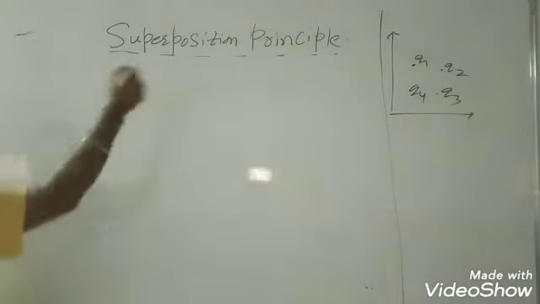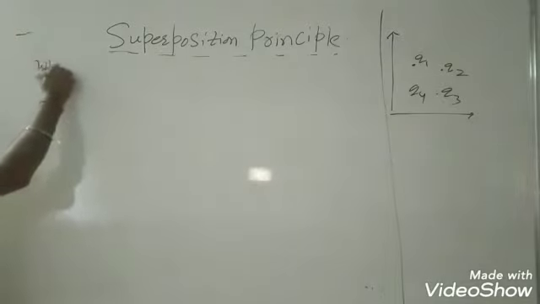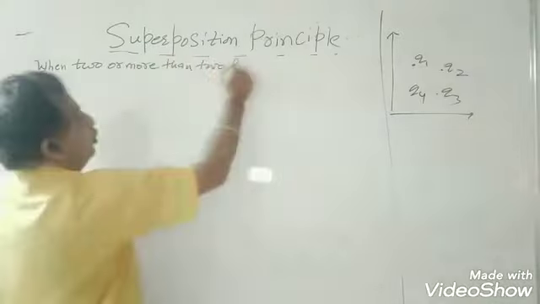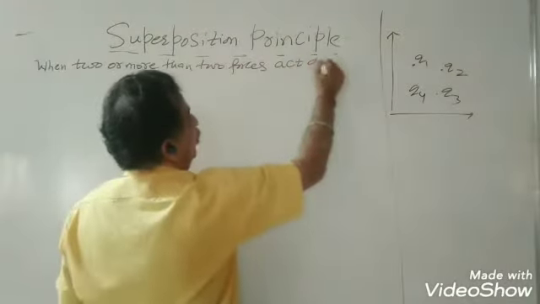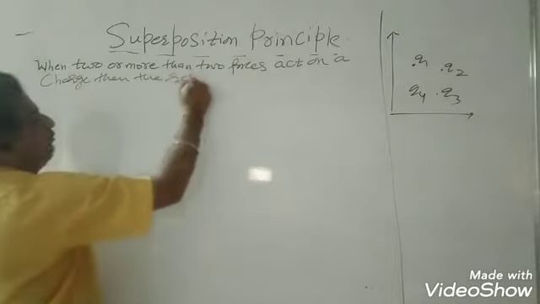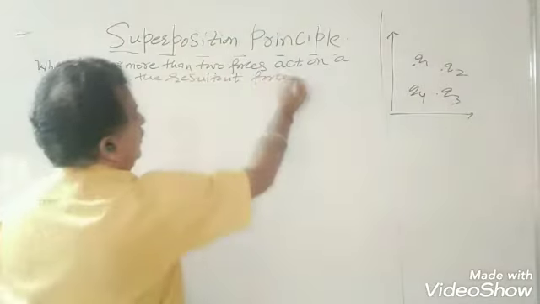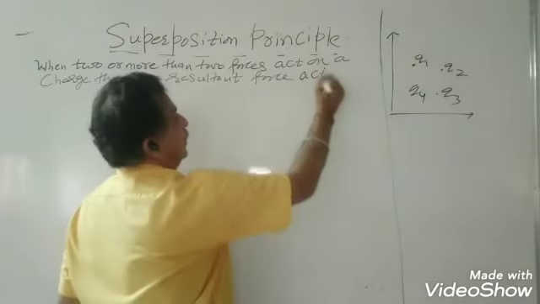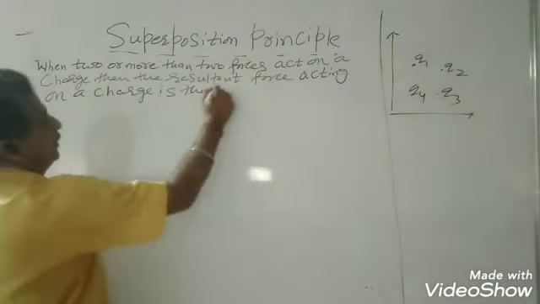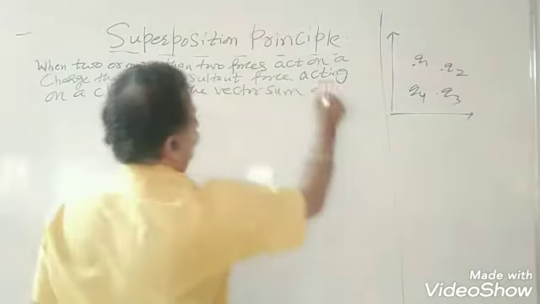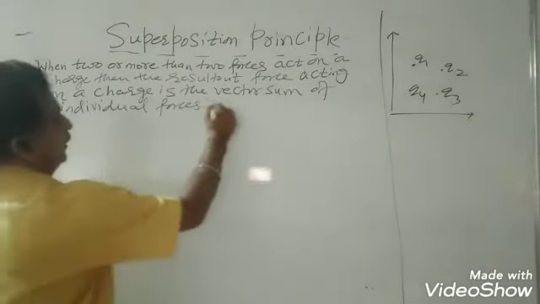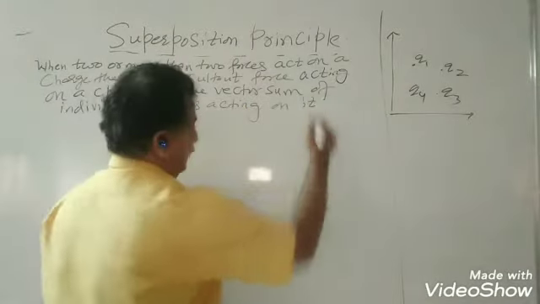Now, what the superposition principle says: when 2 or more than 2 forces act on a charge, then the resultant force acting on a charge is the vector sum of individual forces acting on it. Now what does it mean?